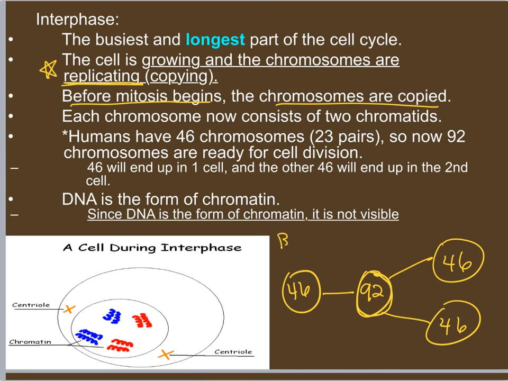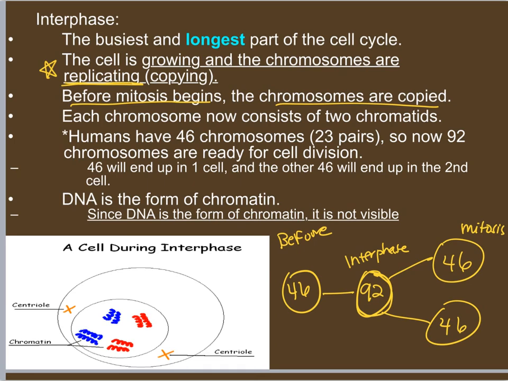So this will be before. This will be during interphase. And this will be after mitosis. You would get your two cells with 46 chromosomes each, and that would be during cytokinesis. So anyway, interphase has to happen before mitosis so that you copy your DNA, you double your DNA, so that you have enough DNA to go into the two new cells you're eventually going to make.